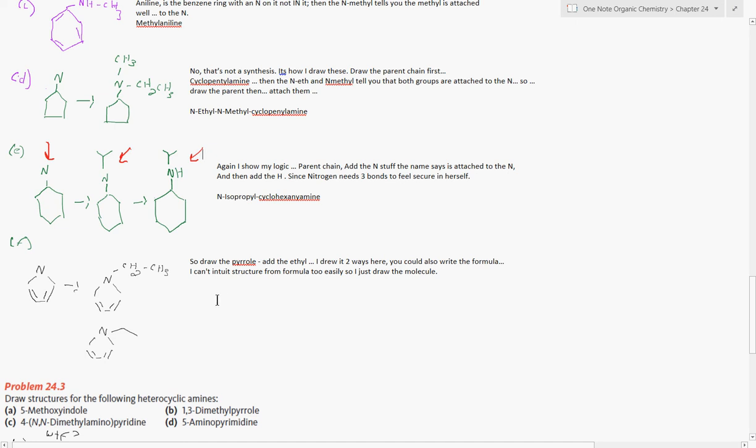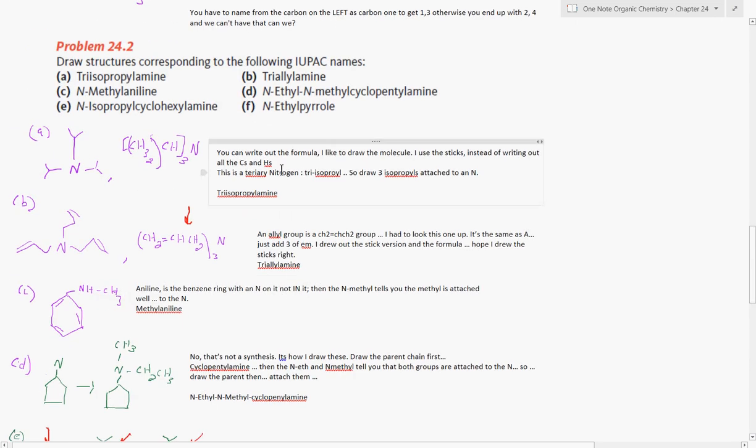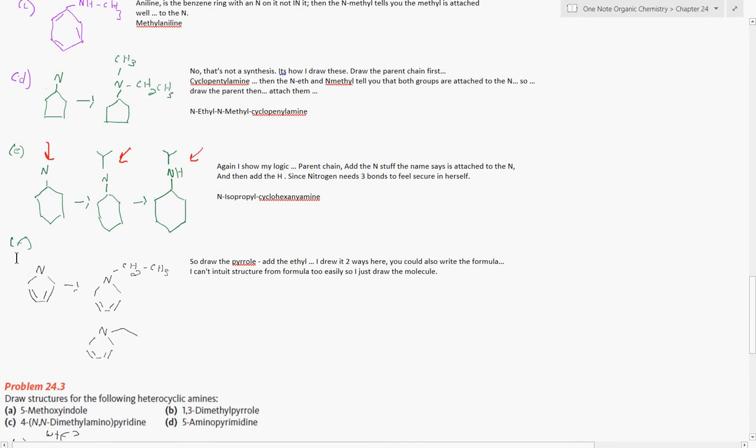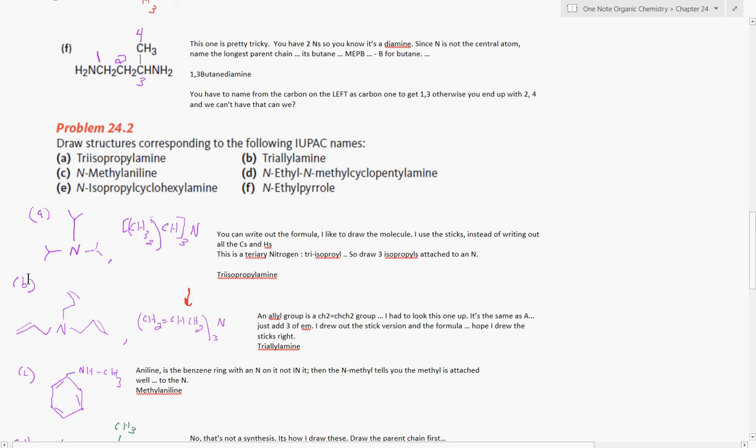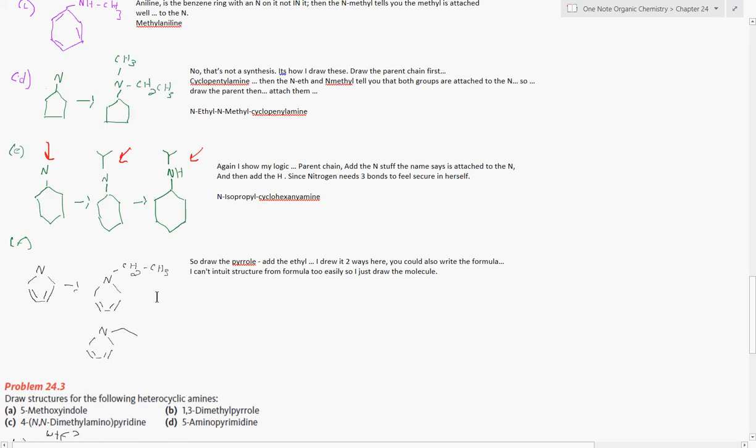For F, I drew the pyrrole and added the ethyl. I drew it 2 ways here. So you could also write the formula. I can't intuit structure from formula too easily, so I just draw the molecule. And F is the N-ethyl pyrrole. So I drew the pyrrole and then N-ethyl. So you just add the ethyl group to the nitrogen.